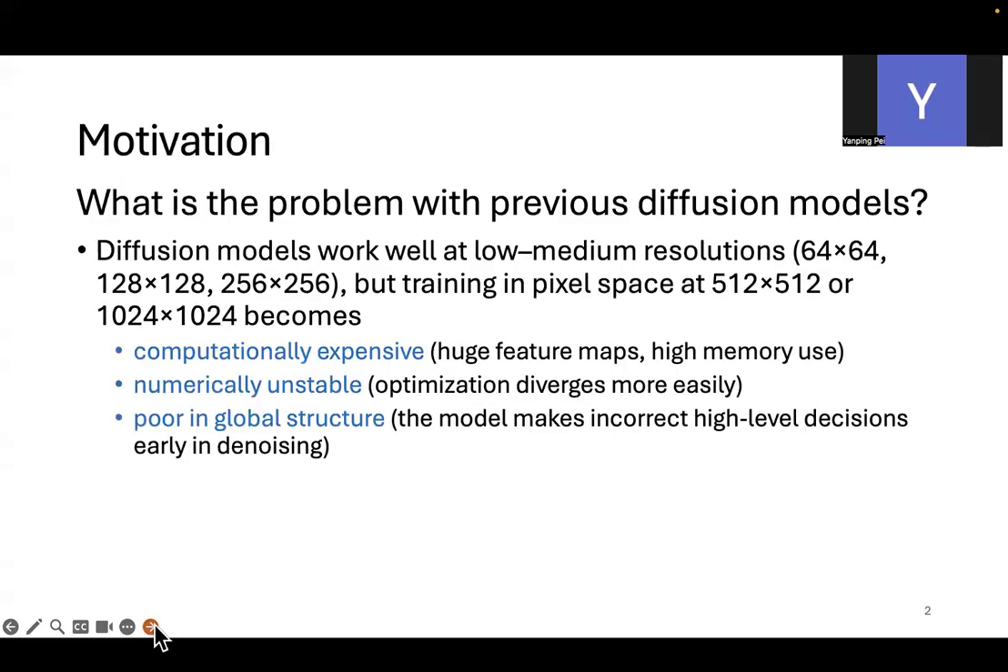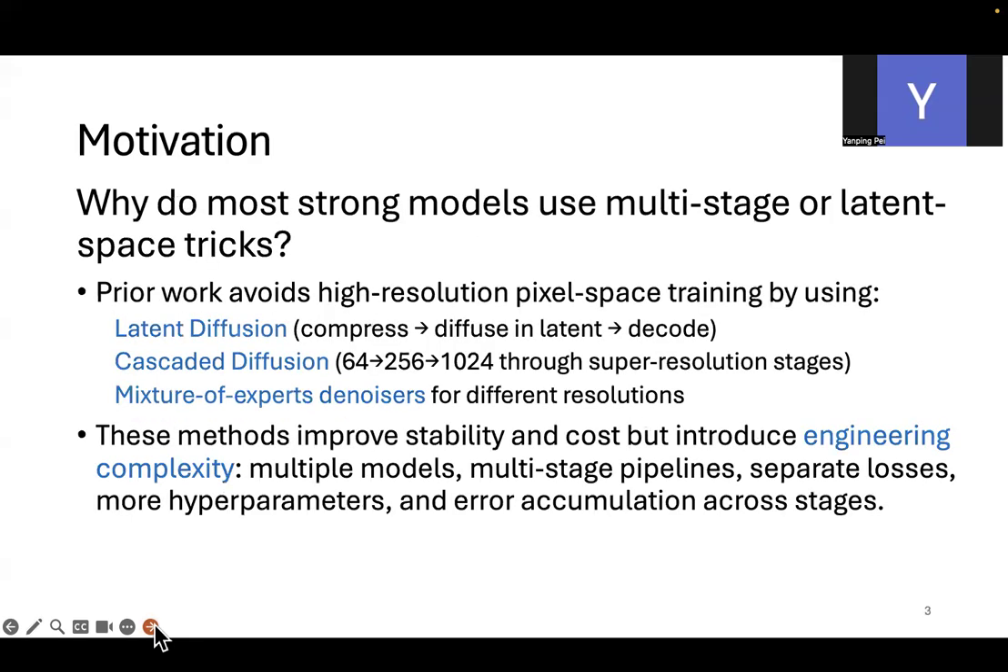Motivation: what is the problem with previous diffusion models? Diffusion models work well at low-medium resolutions, but training in pixel space at 512 or even 1024 becomes computationally expensive, numerically unstable, and poor in global structure. Prior work does deal with these kinds of issues, with latent diffusion, cascaded diffusion, or mixture of denoisers for different resolutions. But these methods are a trade-off because they improve the stability and cost, but also introduce engineering complexity.